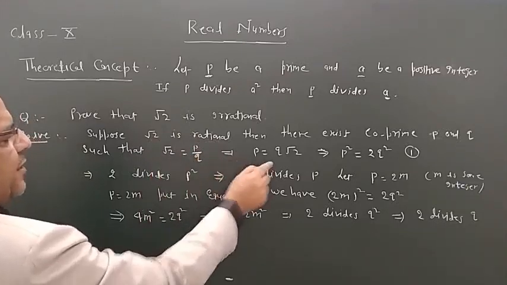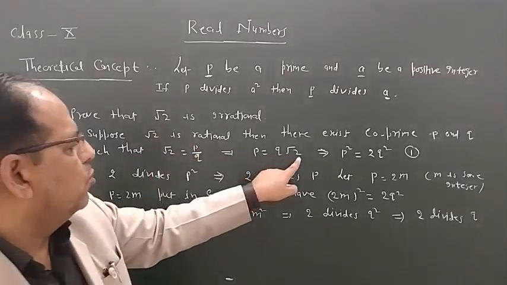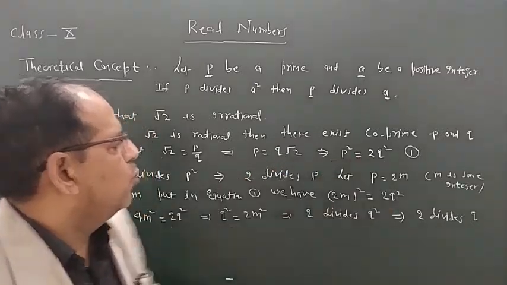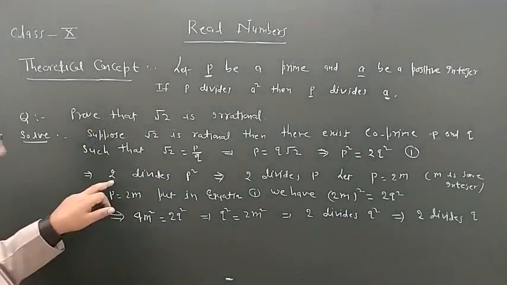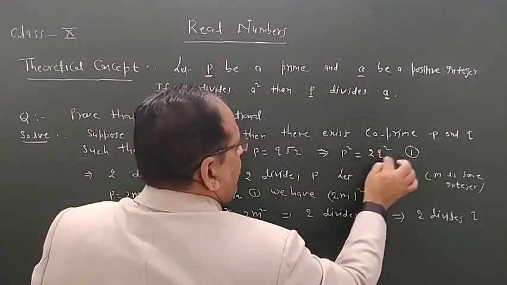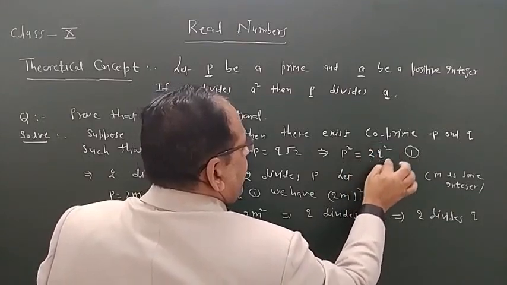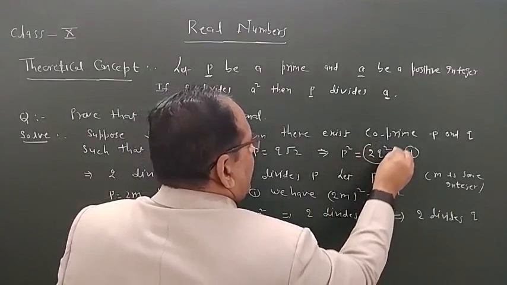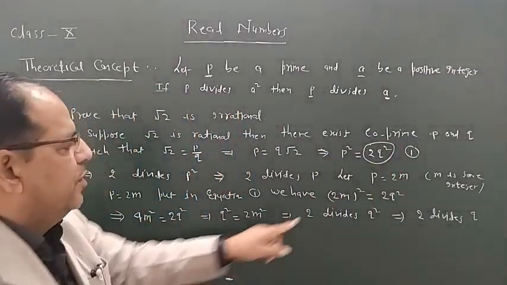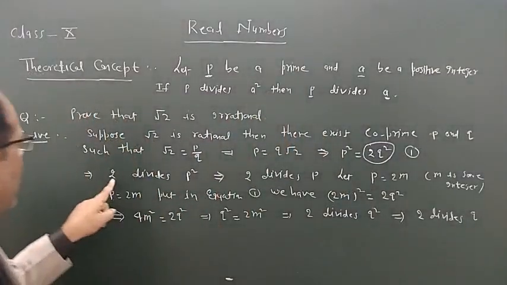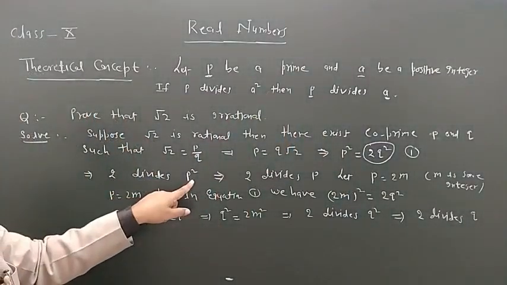Cross multiply, so we have P equal to Q root 2. Square both sides. Now we have P square equal to 2Q square. Now Q square is multiplied by 2, so this number is clearly divisible by 2. So P square is also divisible by 2. So 2 divides P square.